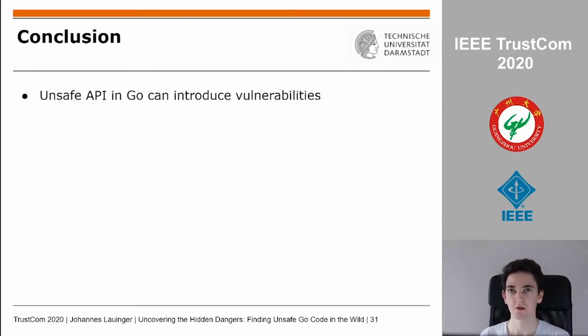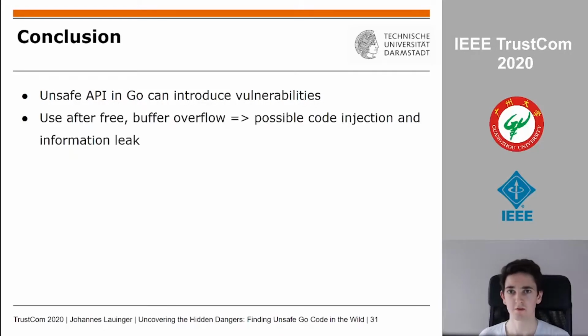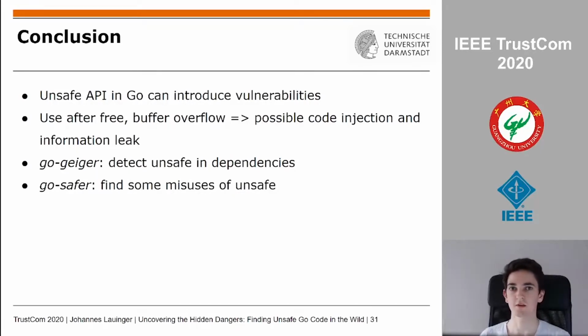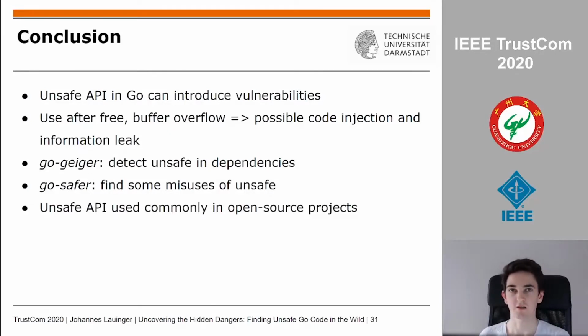Finally, let's draw some conclusions. In our paper, we show that the unsafe API can lead to security vulnerabilities in different ways. There can be use after free and buffer overflow bugs, leading to code injection and information leak exploits. Our novel tools go-geiger and go-safer help developers in finding unsafe usages in project dependencies, as well as detecting known dangerous misuses of the unsafe API. It was shown that the unsafe API is actually used commonly in open source Go projects, and we contributed a novel labeled dataset of unsafe usages to examine the reasons why developers use it.